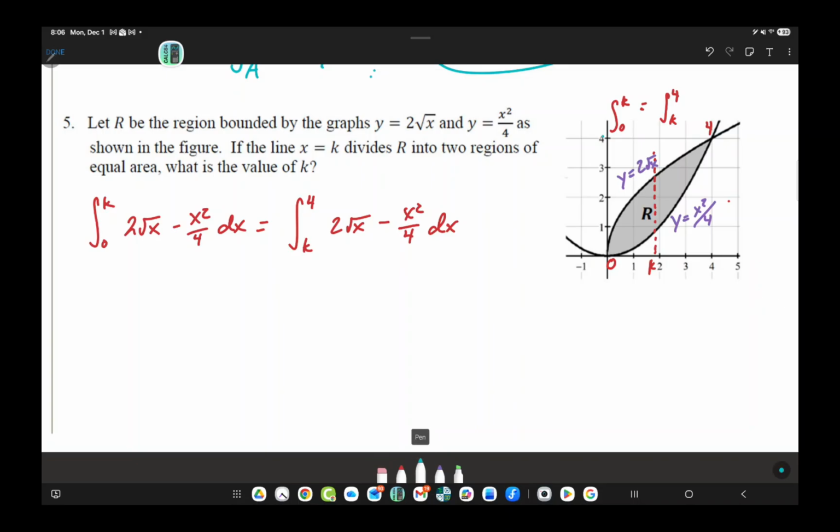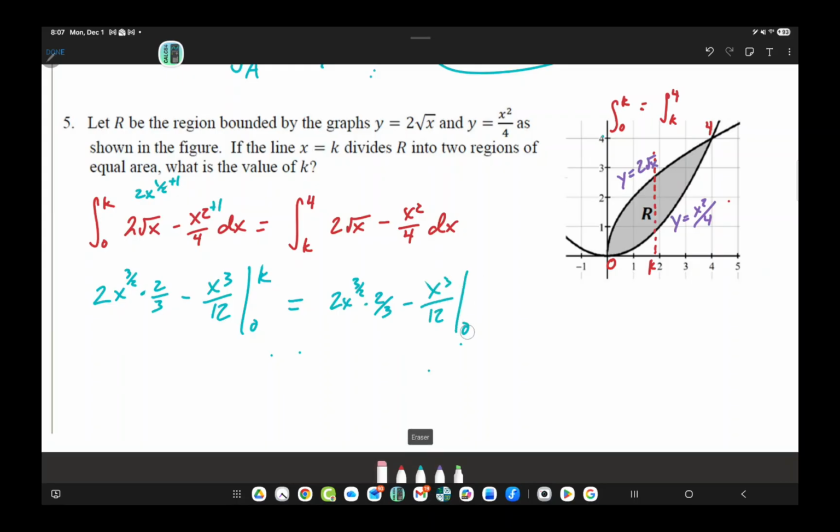Now, if you remember, what's the integral of the square root of x? Okay, this is 2x to the 1 half. If we add 1, we divide by 3 halves. So you end up with 2x to the 3 halves times its reciprocal, 2 thirds. All right. Again, add 1, divide by 3 gives you x cubed over 12. On the integral from 0 to k, when is that equal to the, again, the nice thing is it's the same exact function. So 2x to the 3 halves times 2 thirds minus x cubed over 12 from k to 4 this time.